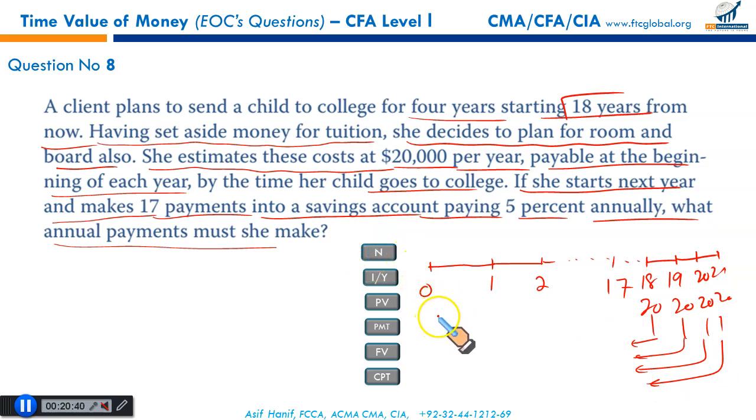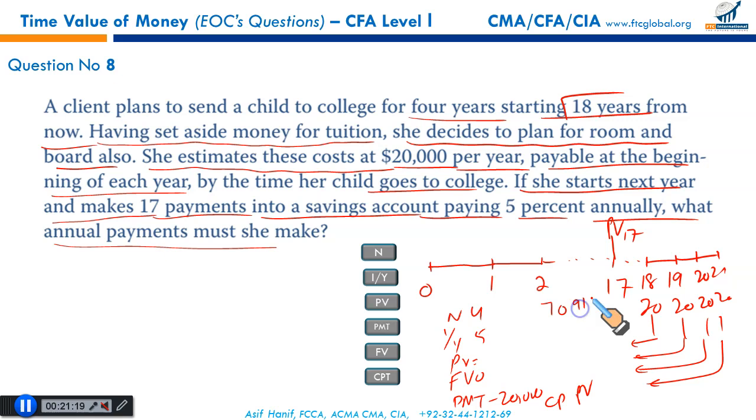We have N is 4, interest 5% per period. Present value to be calculated. This present value will be calculated at the end of year 17. Right? So N is 4, interest is 5, present value at year 17 is to be calculated. Future value is 0. PMT, every payment is for $20,000. We just have to press CPT and then PV, and you should get your result. It's going to be 70,919. These payments brought into year 17 are 70,919.